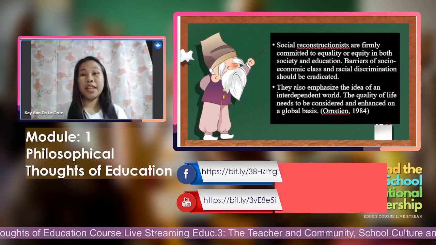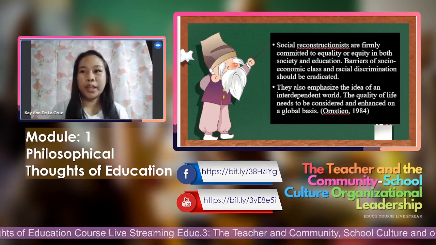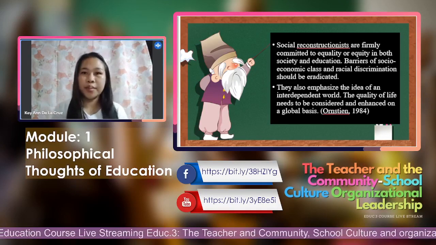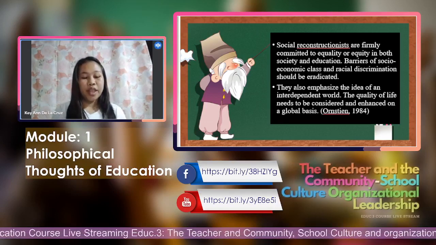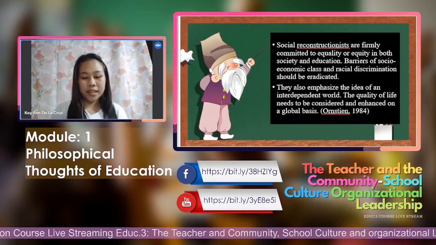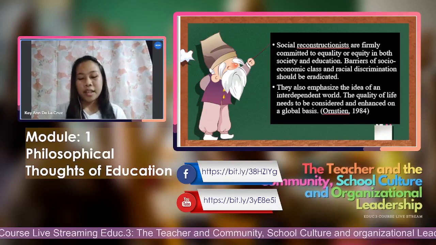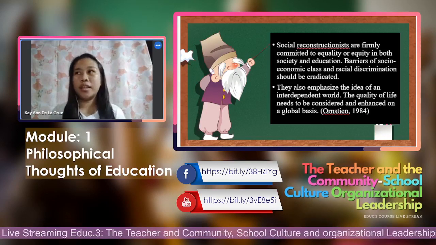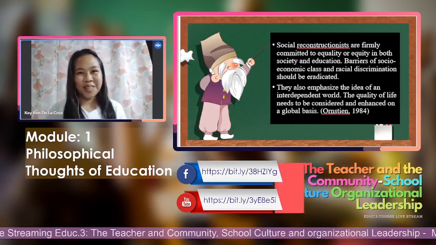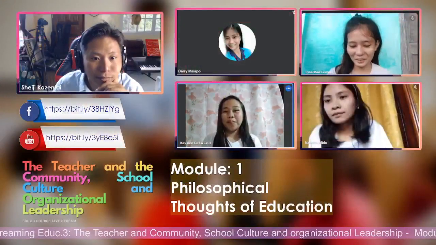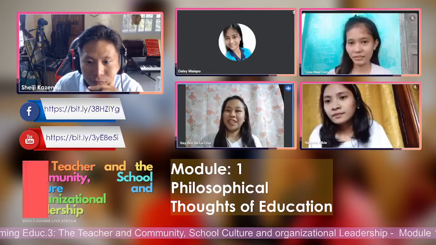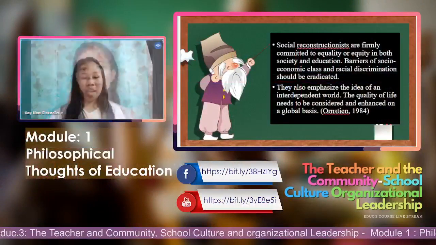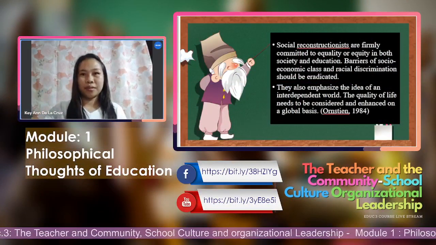Social reconstructionists are firmly committed to equality or equity in both society and education. Barriers of socioeconomic class and racial discrimination should be eradicated. Education is a right that all citizens must enjoy regardless of race and social status. Education is free, so it means para ito sa lahat. So, they also emphasize the idea of an interdependent world. The quality of life needs to be considered and enhanced on a global crisis.